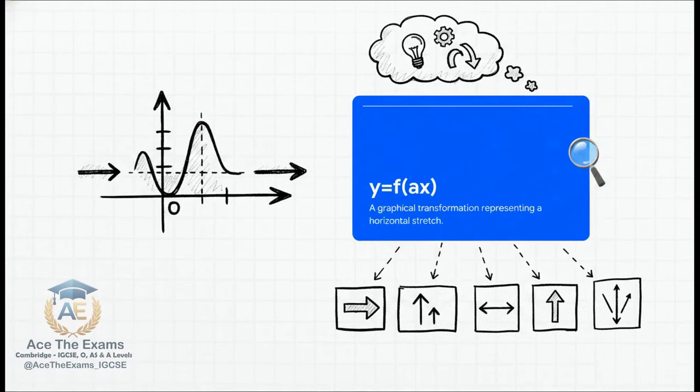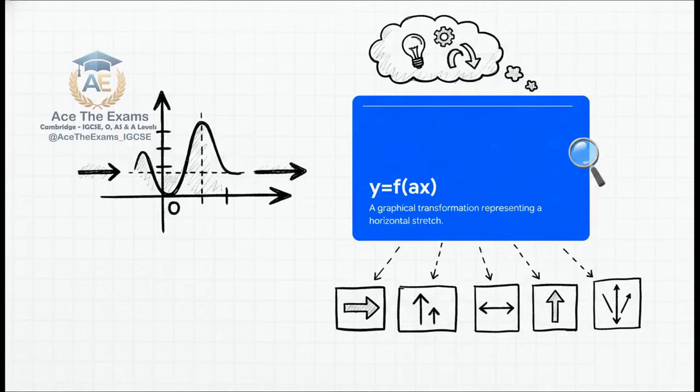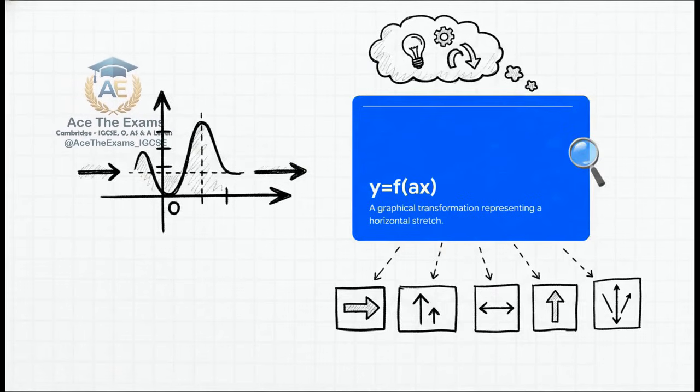Finally, this brings us to y = f(ax), representing a horizontal stretch. When the multiplier is inside the function bracket, the horizontal scale is fundamentally altered.